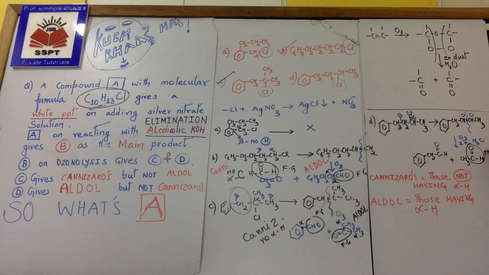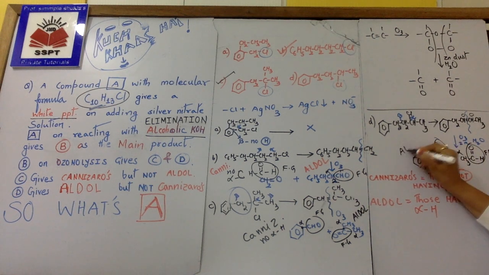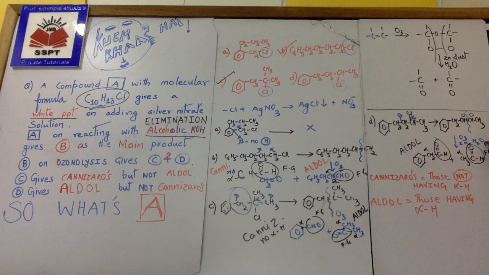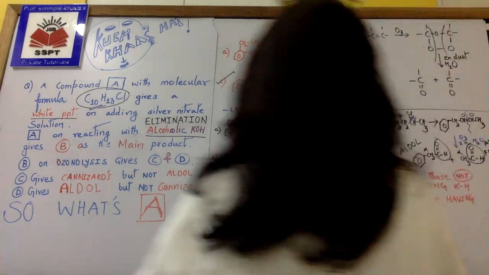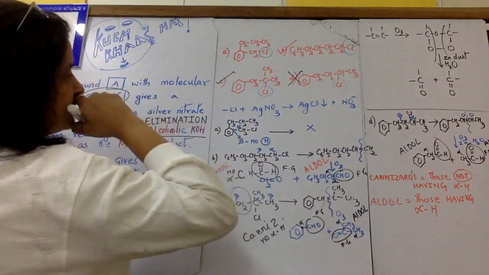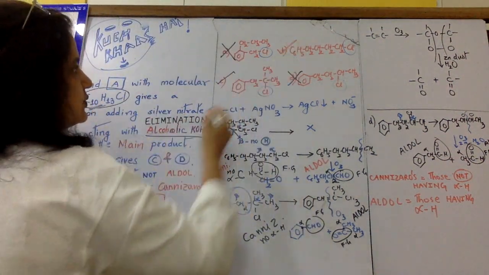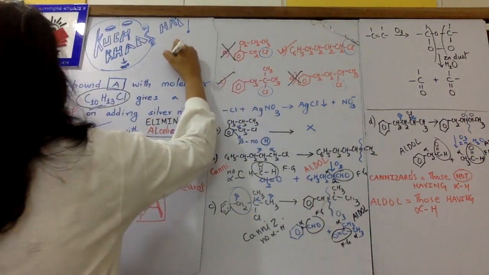This is the functional group, this is the alpha carbon, 3 alpha H. This is the functional group, alpha carbon, 2 alpha H. Both have alpha H, so both will give aldol. This cannot be the answer. So, the answer is B and C.